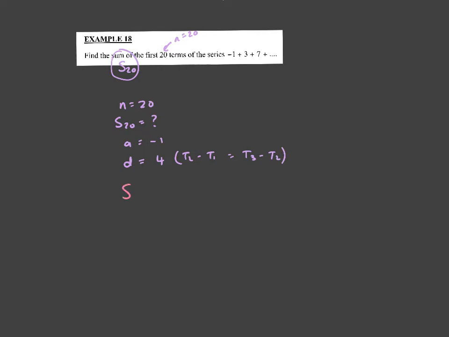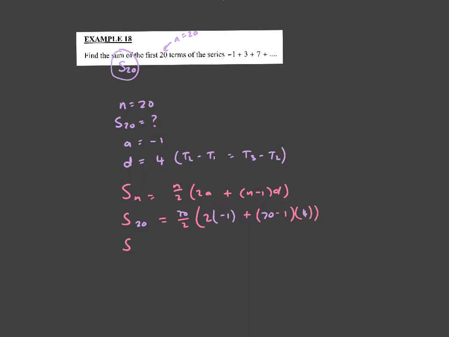So we've got Sn is equal to n over 2, (2a plus (n minus 1)d). In other words, we want to work out the sum of the first 20 terms. So S20 is equal to 20 divided by 2, and then it is 2a, and a in this case is minus 1, plus 20 minus 1, multiplied by the common difference, and the common difference here is equal to 4.